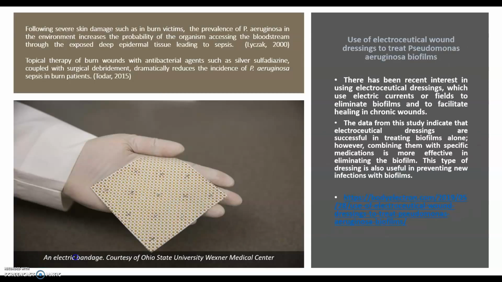Okay, following severe skin damage, such as in burn victims, the prevalence of P. aeruginosa in the environment increases the probability of the organism accessing the bloodstream through the deep exposed epidermal tissue, leading to sepsis. Topical therapy of burn wounds with antibacterial agents, such as silver sulfadiazine, coupled with surgical debridement, dramatically reduces the incidence of P. aeruginosa sepsis in burn patients.